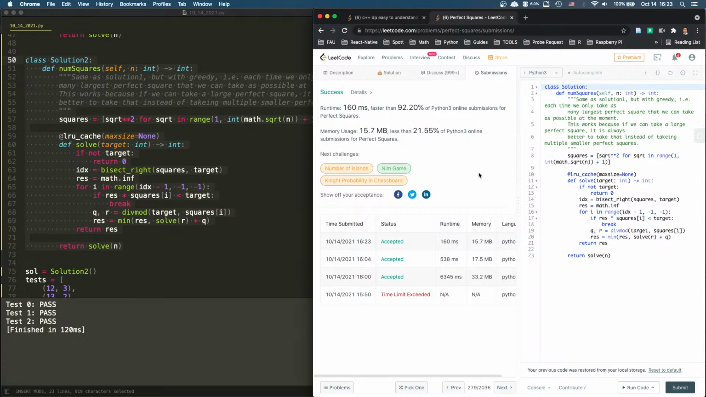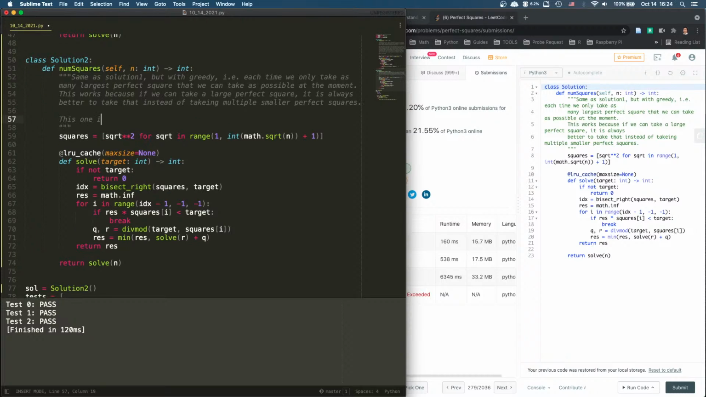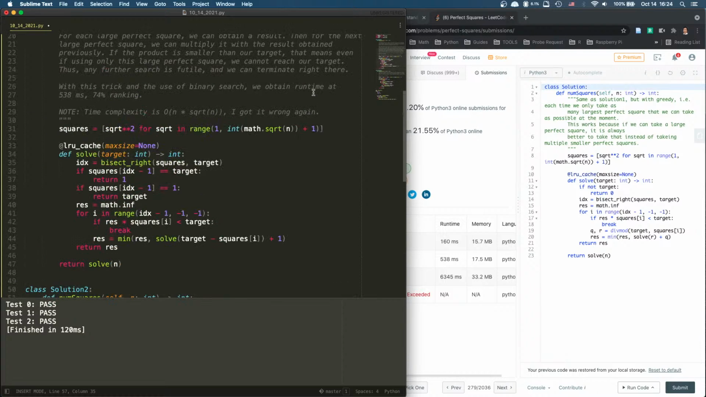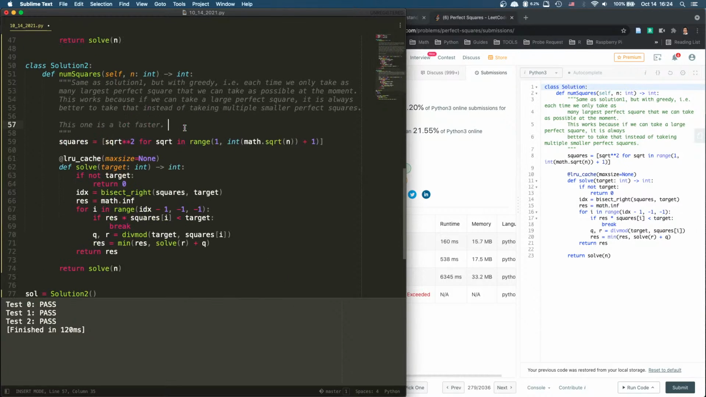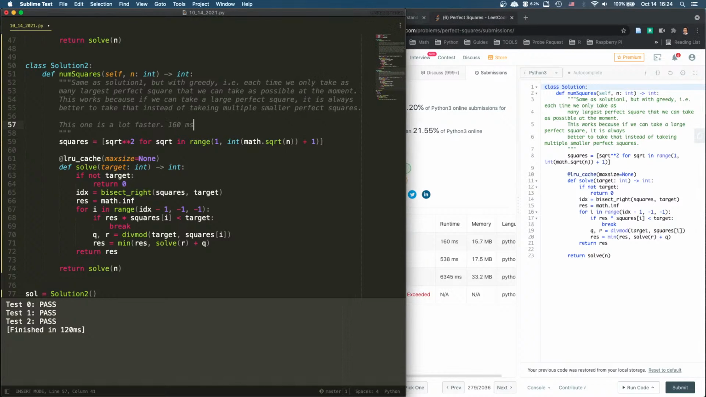Oh, a lot faster. Wow, this one is a lot faster. Yeah, time complexity is actually more than n times square root n. But this one is a lot faster. We're clocking at 160 milliseconds, or a 92. It's not ranking. So greedy is the way to go.